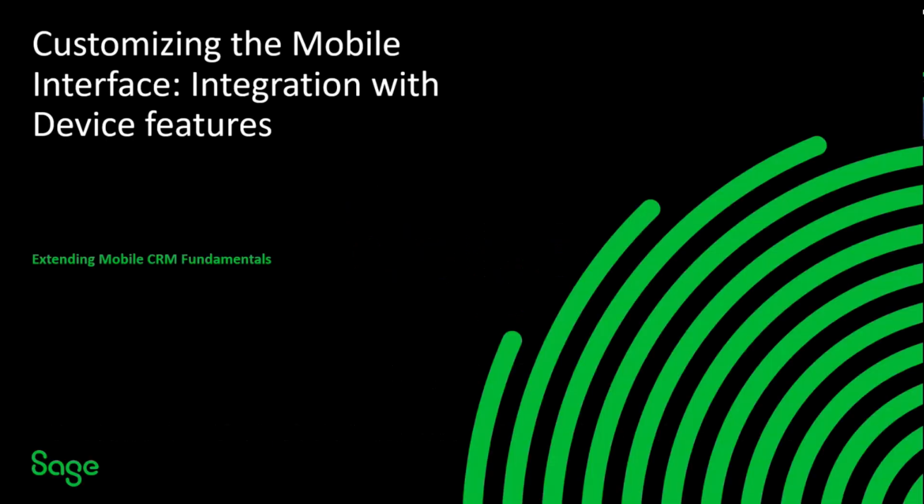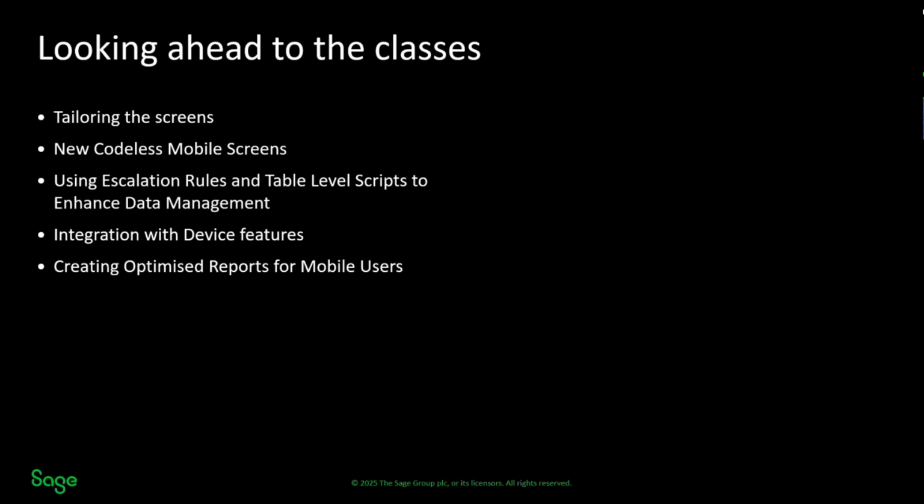Hello, and welcome to this lesson on customizing the mobile interface and looking at how we can integrate with device features. This lesson is part of a series. So far, we've looked at how the existing screens within Sage CRM can be tailored, how we can add our own new custom screens, and how we can add in a new custom entity into the screen as well.